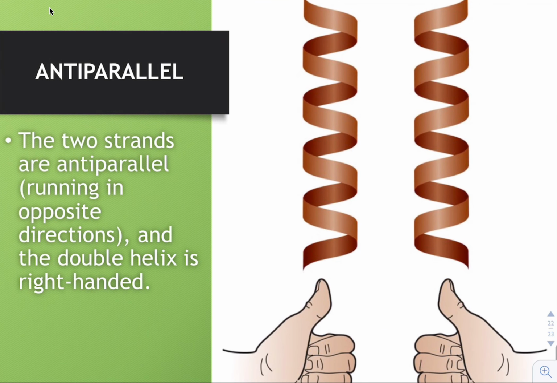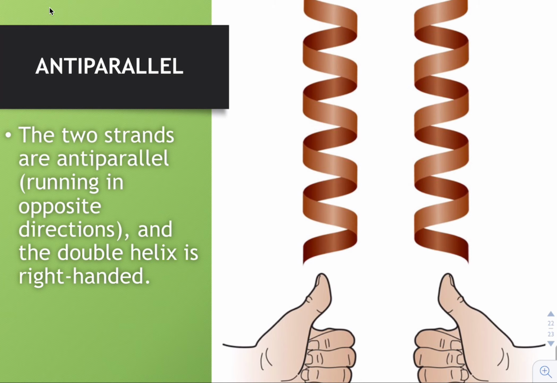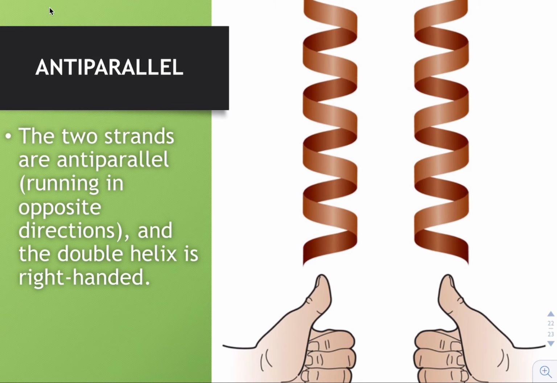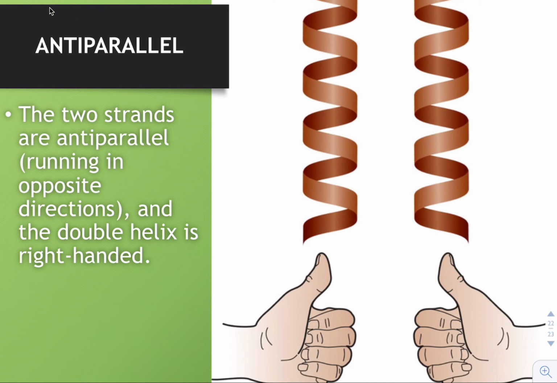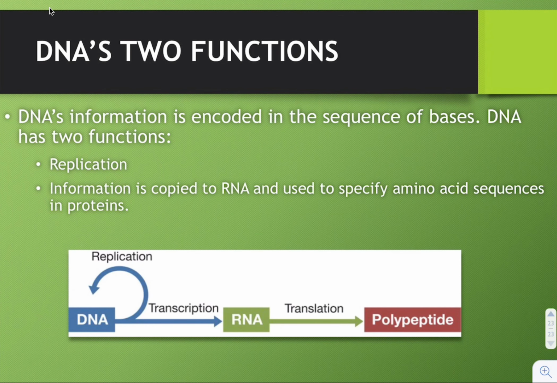So DNA is antiparallel. So the 2 strands are antiparallel, which means they're running in opposite directions. And the double helix is right-handed. If you wanted to know how it's spun, you can use your hand to figure that out. So DNA has 2 big functions. Its information is encoded in the sequence of bases. Its job is to replicate, and its information is copied to RNA and used to specify amino acid sequences in proteins. And when we get into protein synthesis, you'll get into all that fun stuff again.